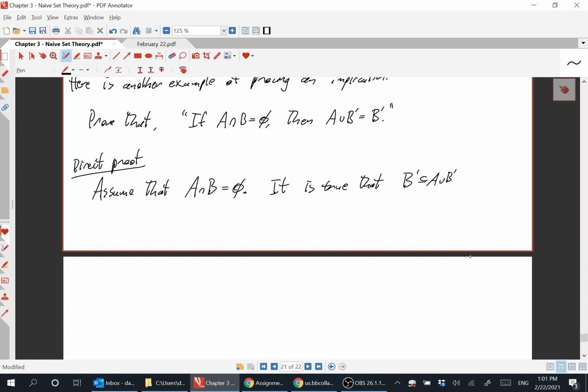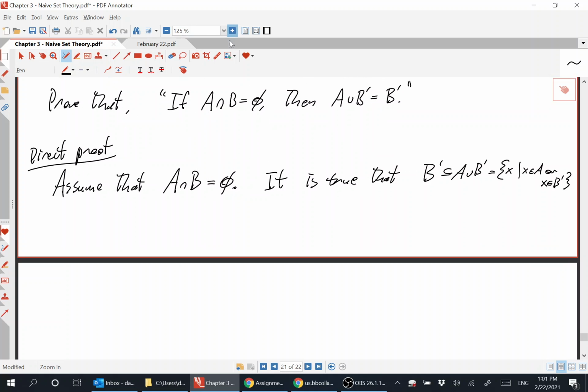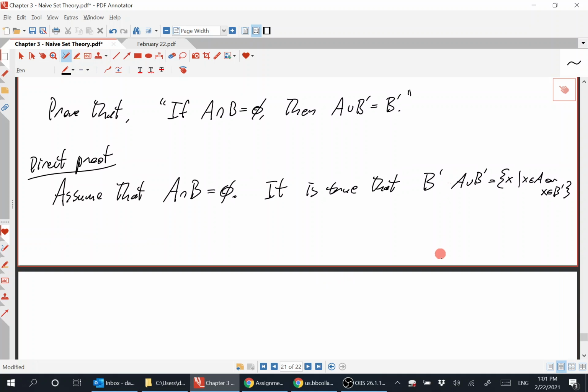What is the union of two sets? A union B, that's the set of all, let's just write it down here even. It's not bad to write it down. It's the set of all X such that X is in A or X is in B complement. So why is it true that B must be a subset of that?